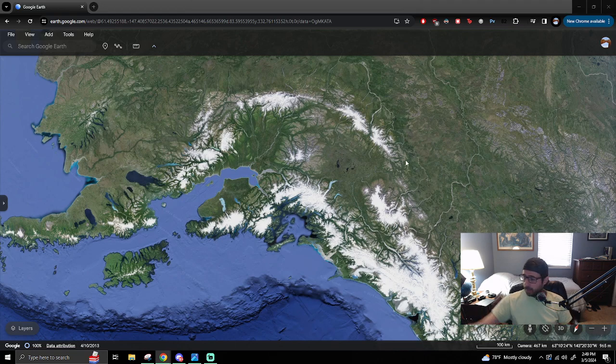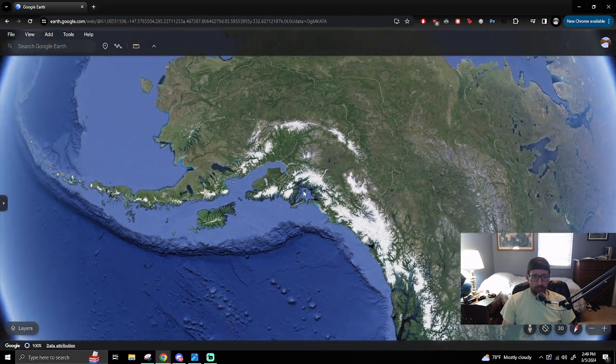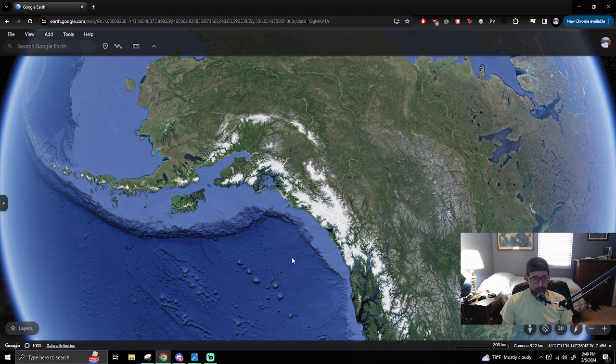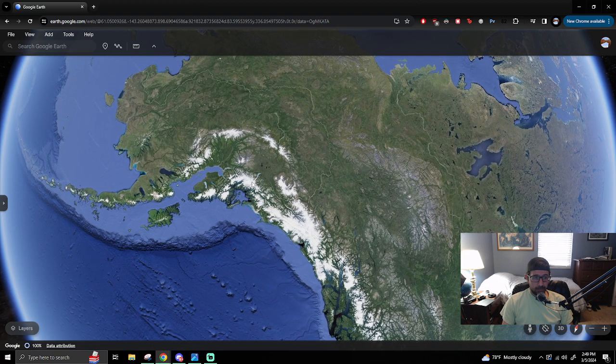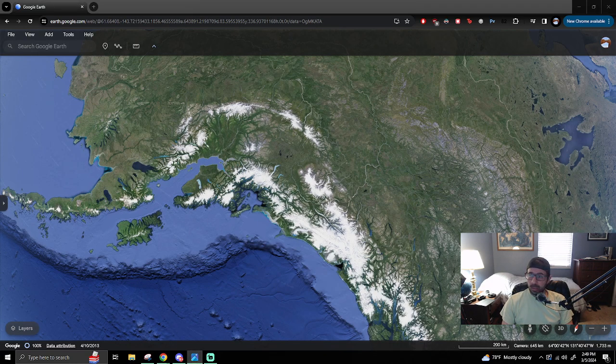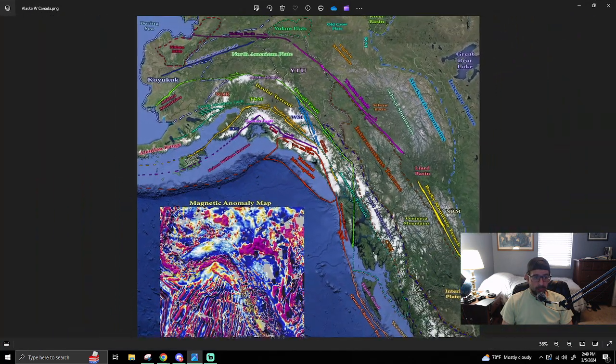So, we are going to talk about the area of compression where things are colliding, pushing up here in the Cenozoic. Last video, we talked about this map.